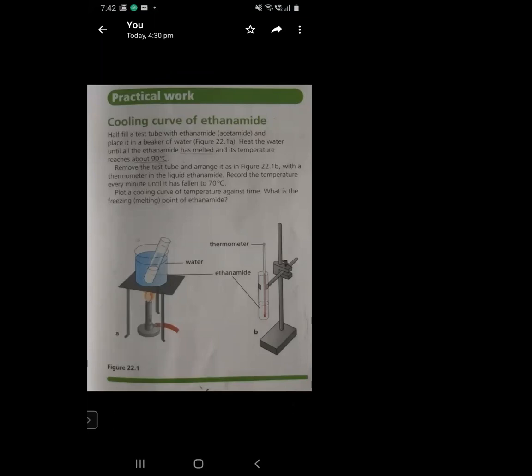Cooling curve of ethanamide. Fill a test tube half with ethanamide, also called acetamide, and place it in a beaker of water. Now answer me, why half? Why can't we fill it full? Why shouldn't we fill it full? Why half?